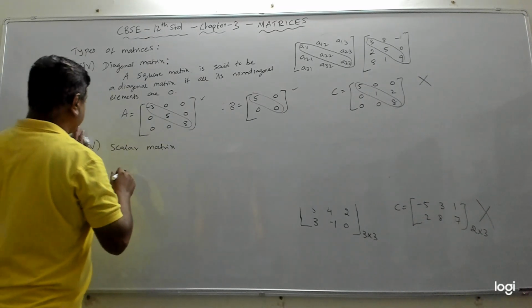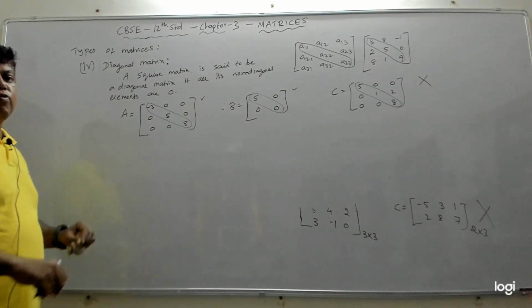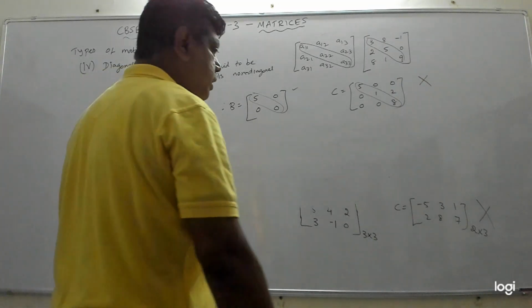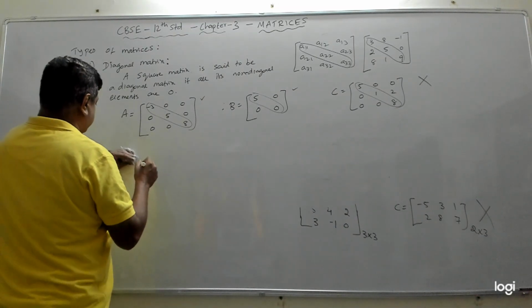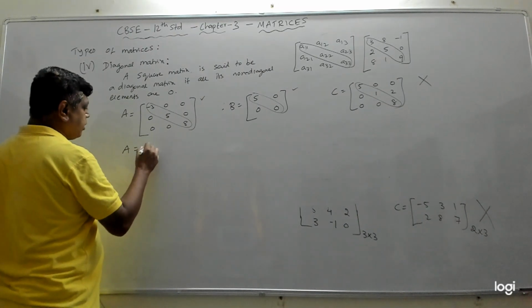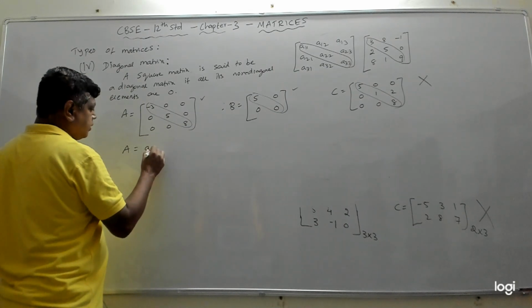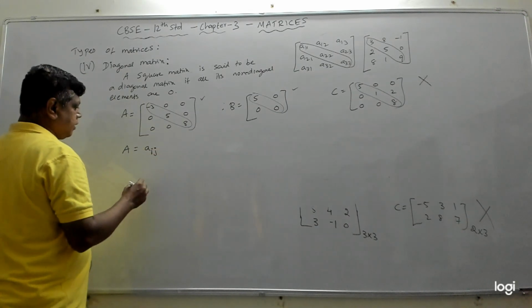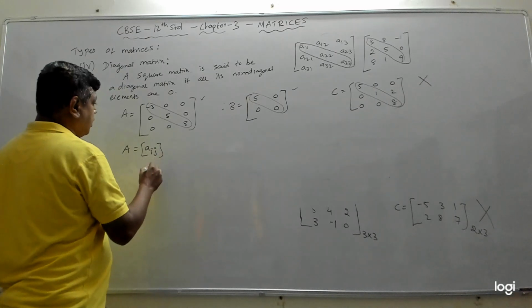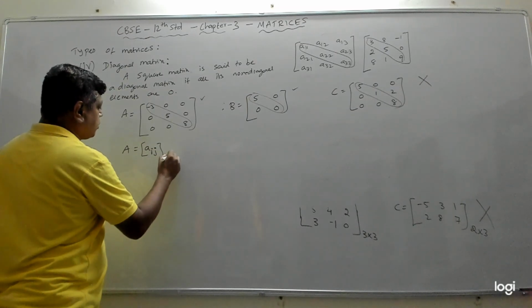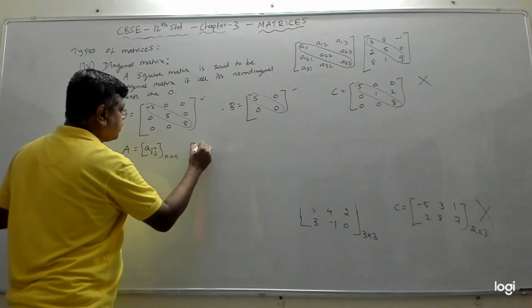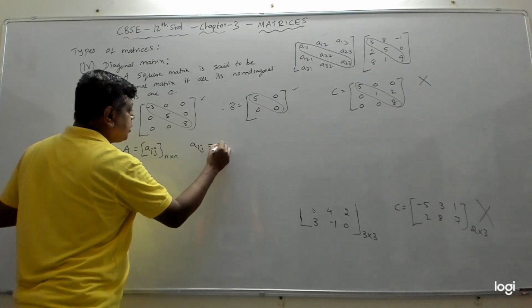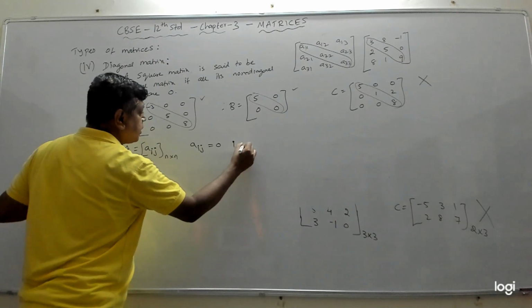Okay, before that, let me also say the general form of a diagonal matrix. We can define the diagonal matrix like this: A is equal to Aij, and the order is n cross n. Obviously, it's a square matrix where your Aij will be equal to 0 whenever i is not equal to j.